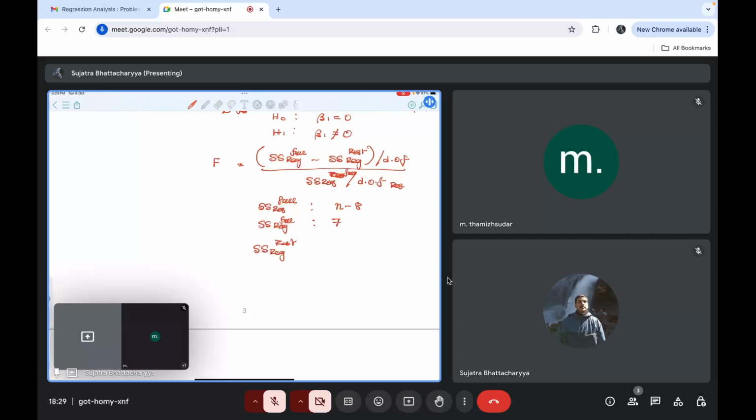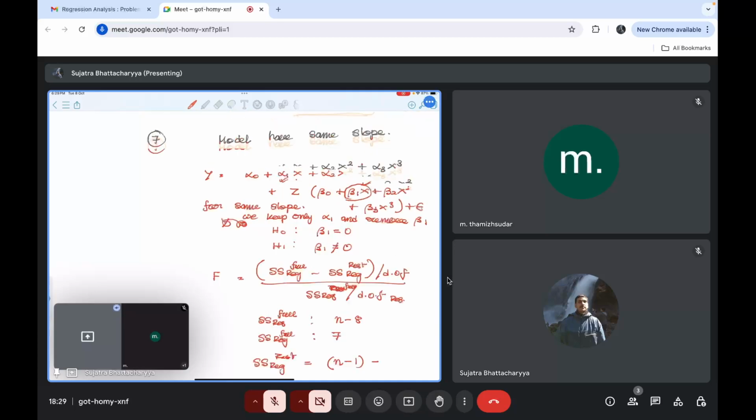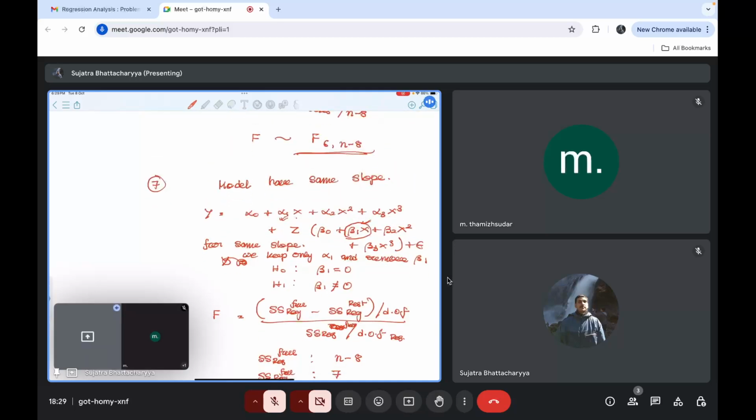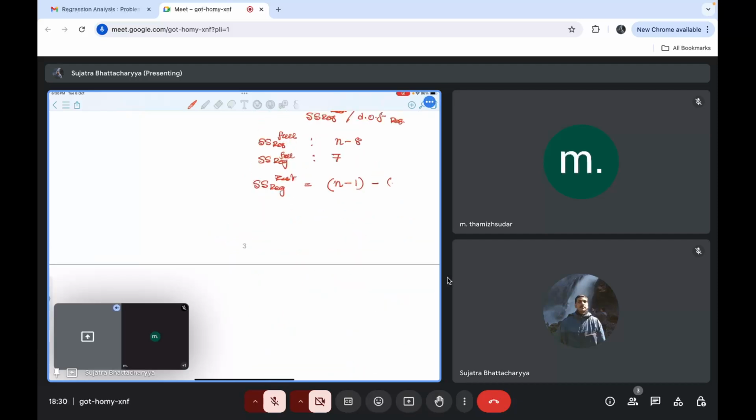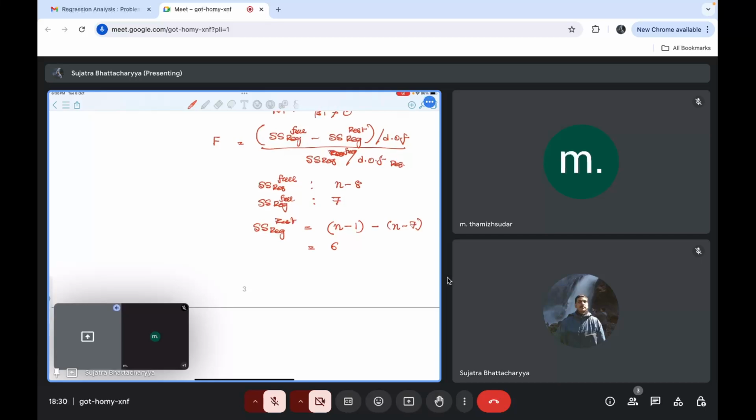Okay. So for the restricted model, this will be degrees of freedom of SS total, which is n minus 1, which will never change, minus SS residual for the restricted model. So in the restricted model, if you remove beta 1, how many parameters will be there? 1, 2, 3, 4, 5. This is not there. 6, 7. So it will be n minus 7. So the 7 minus 1 is 6. So 6 restricted degrees of freedom of the residual regression.